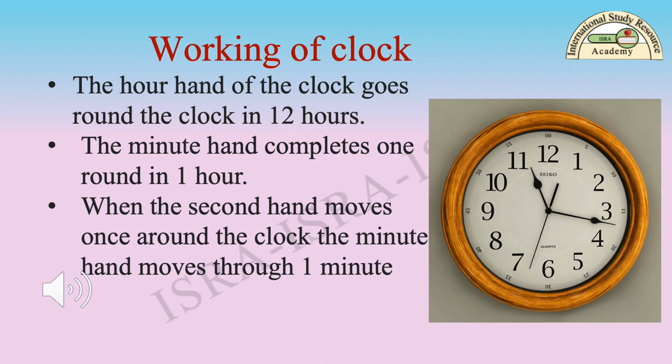Working of analog clock. The hour hand of the clock goes round the clock in 12 hours. The minute hand completes one round in 1 hour. The second hand completes one round of the clock in 1 minute.